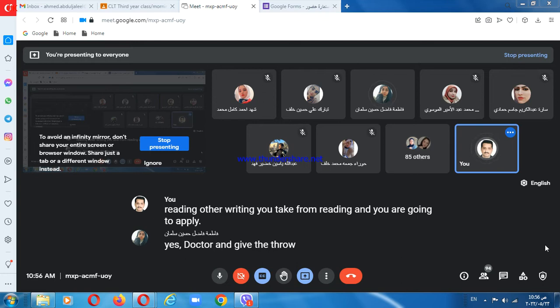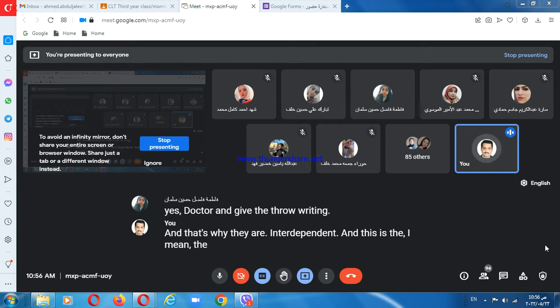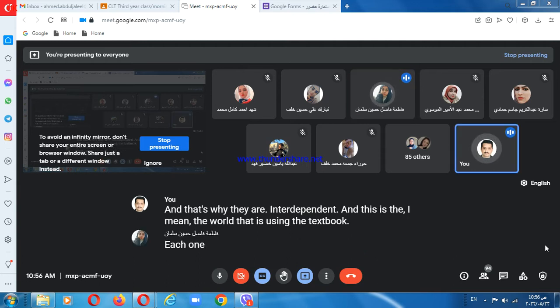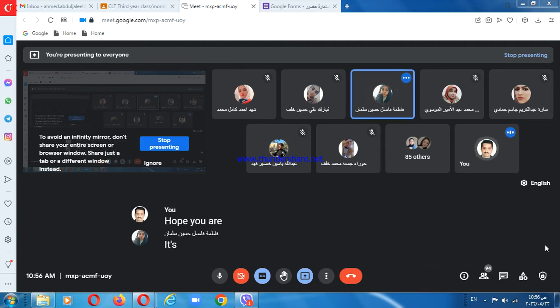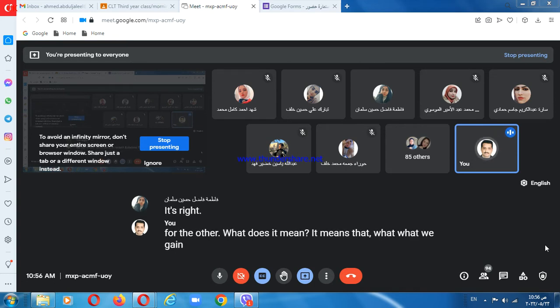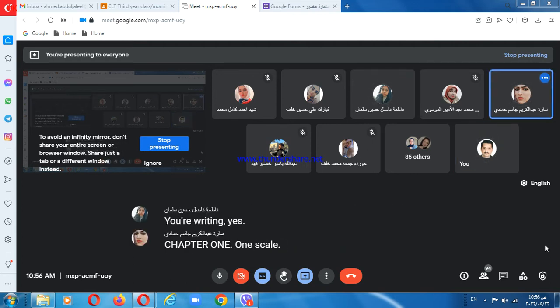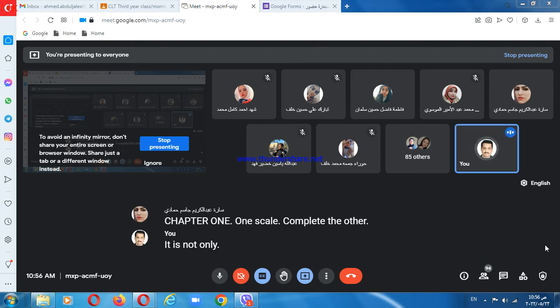And that's why they are interdependent. This is the word that is used in the textbook. Each one depends on the other; each skill builds for the other. What does it mean? It means that what we gain from reading will be used or utilized in writing. But here, Doctor, one skill completes the other. It is not only a completion, it builds for.